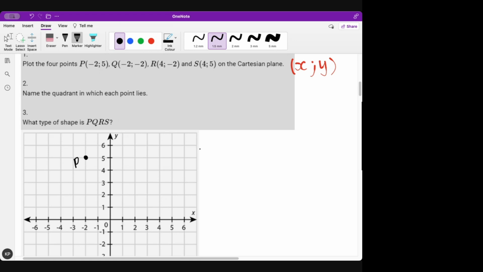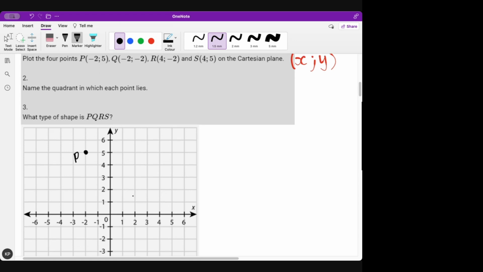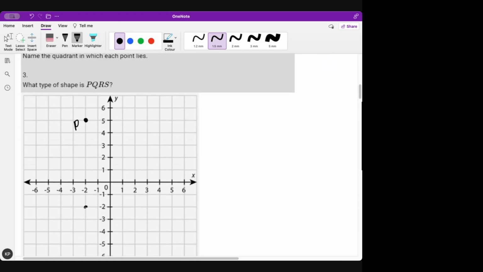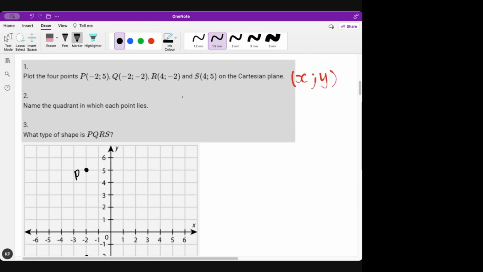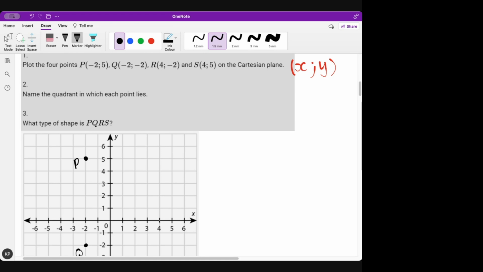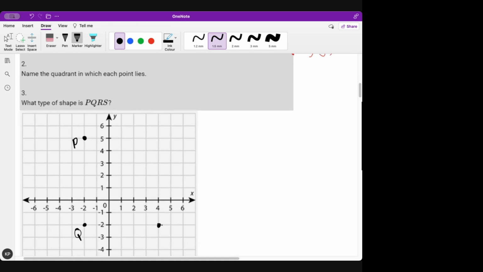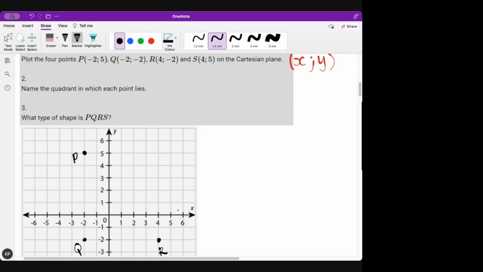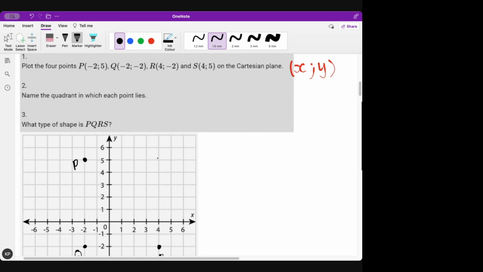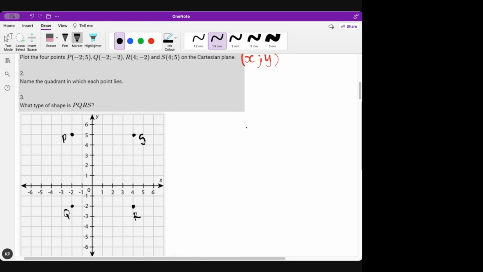And I name it, okay? Then I have a point Q, which is over here, negative 2 with negative 2. And then I have point R, which is at 4 and negative 2, so over there. And then I have point S, which is at 4 and 5. Okay, so now name the quadrants for each of these points. So I'm going to write them here. P, Q, R, and S.